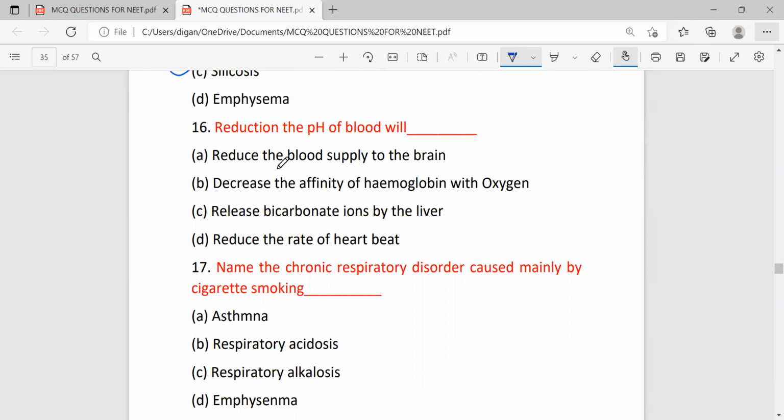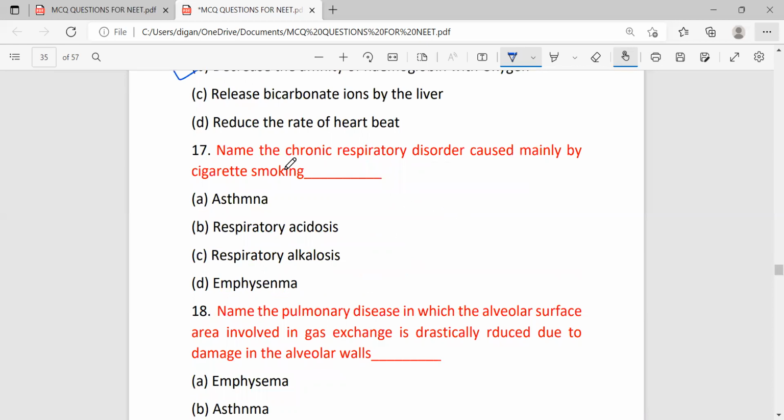Question number 16. Reduction of pH of blood will reduce the blood supply to the brain, decrease the affinity of hemoglobin with oxygen, release bicarbonate ions by the liver, reduce the heart rate. And the correct option is B, means it will decrease the affinity of hemoglobin with oxygen. Name the chronic respiratory disorder caused mainly by cigarette smoking, and the correct option is option D.